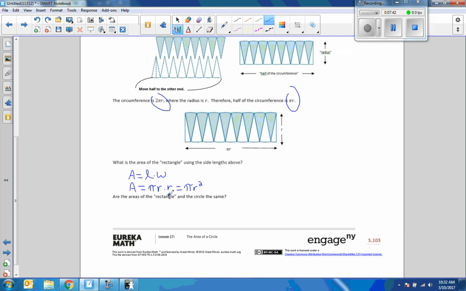Then it says, are the areas of the rectangle and the circle the same? And the answer is yes. Remember though, this is just an approximation because this is really a rectangle with these little arcs. But it's close enough to explain where the area of the circle comes from and how it can be represented as a rectangle.